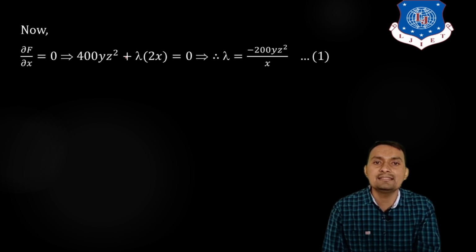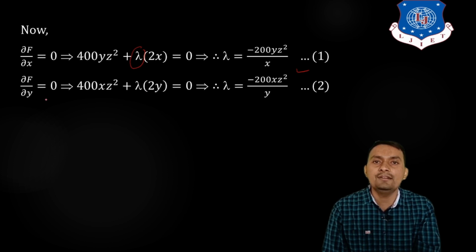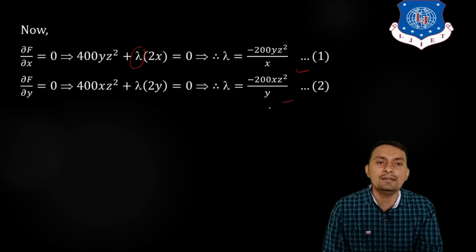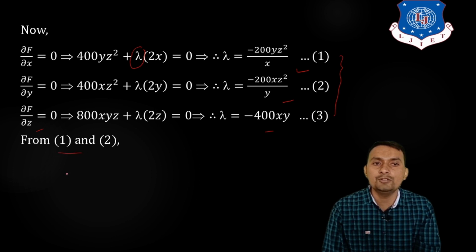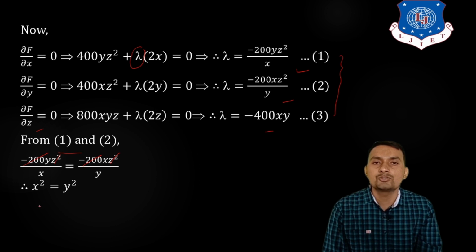So 400 y z square plus lambda times 2x is equal to 0. From this we make lambda the subject, so we get equation number 1. Del f over del y is equal to 0, so we get lambda equal to this, and similarly for this one we get lambda. From 1, 2 and 3, what can we say from 1 and 2? From 1 and 2 we can write this, so minus 200 will be eliminated, z square will be eliminated, so just take the cross product and you will get x equals y square, so just keep that in mind.